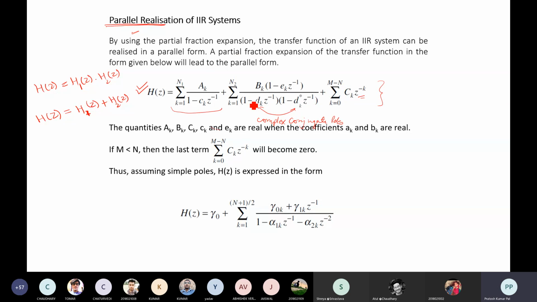And also here we are assuming a single pole system, or only poles are there. If only poles are there, then this will be the representation.